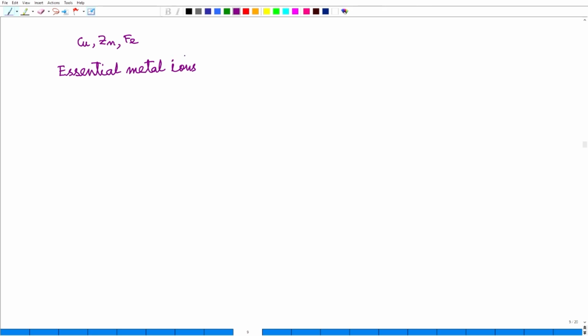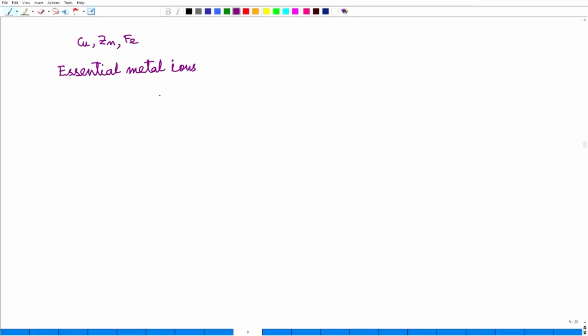There are quite a few essential transition metal ions, and in addition to those transition metal ions, there are alkali metals, that is sodium, potassium, and alkaline earth metals, calcium and magnesium. These are called essential metal ions. I will show you today one curve. It is done in bioinorganic chemistry, but that is fine. I am showing you a curve for a particular metal ion.